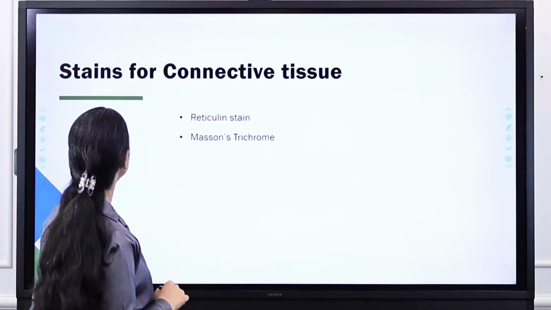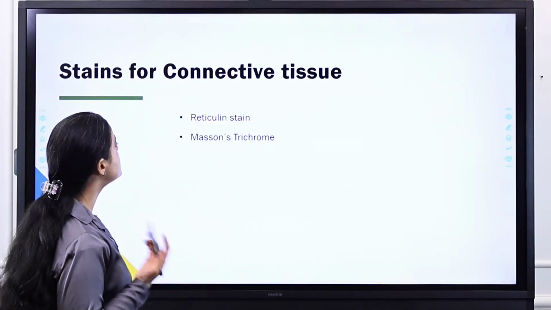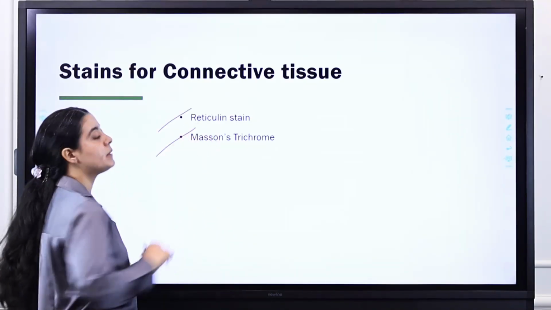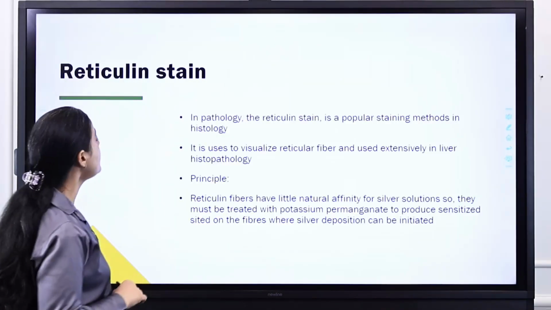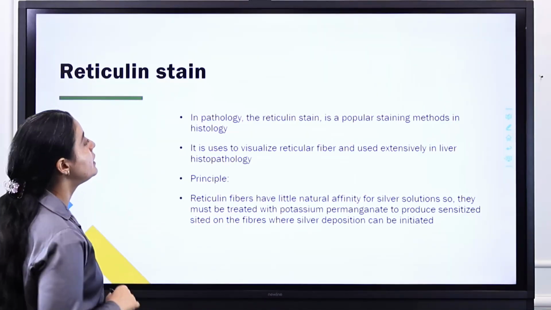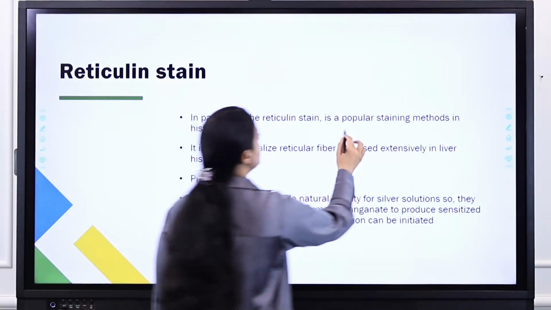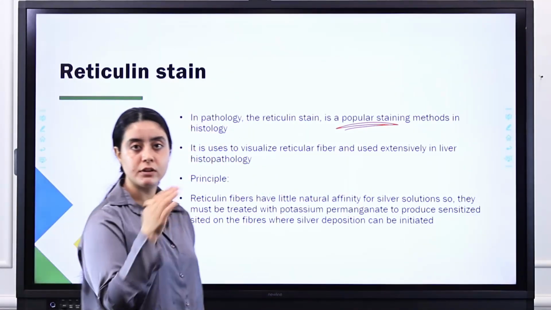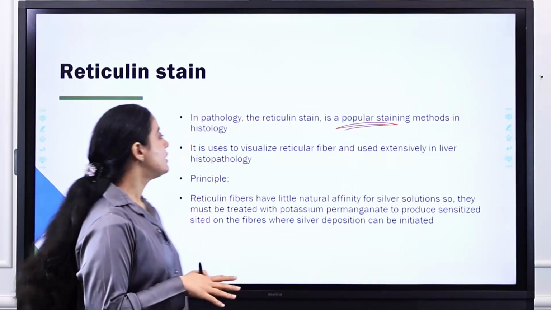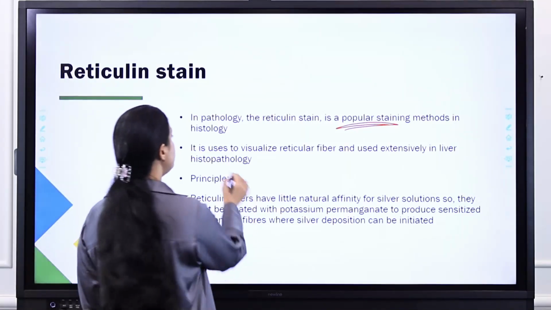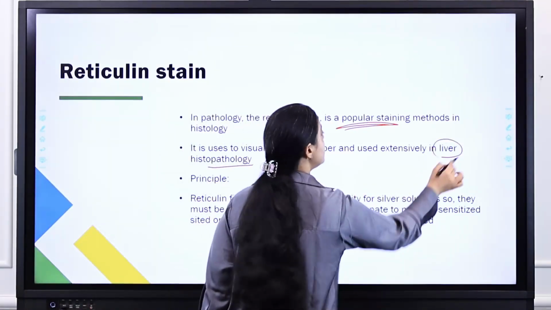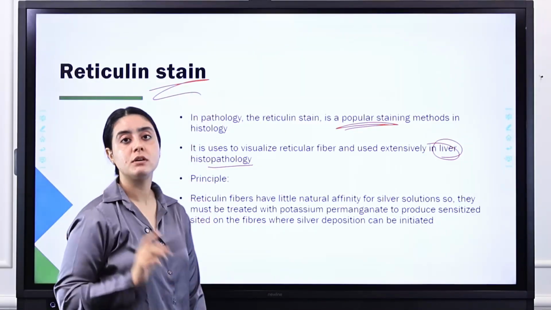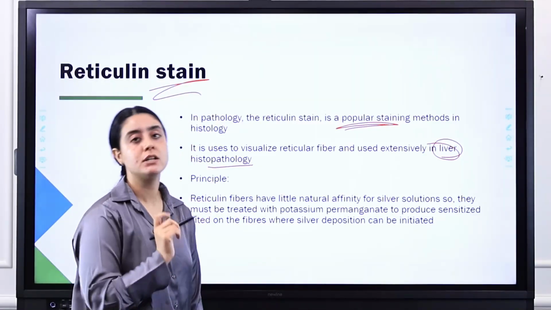Okay, now you have stains for connective tissues. For connective tissues, we have reticulin and Masson's trichrome stain. The reticulin stain is a very popular staining method in histopathology, as it is used for the reticular fibers. As you have learned in anatomy, reticular fibers are extensive in the liver, so this stain is used extensively for liver histopathology.